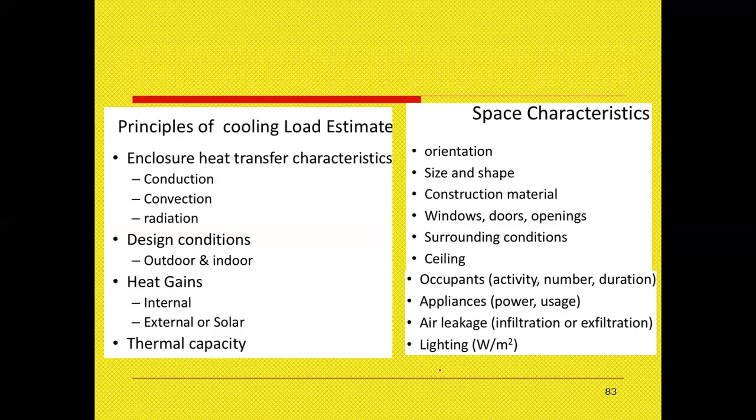Next, coming to the surrounding conditions. For the external building or external apartment, whatever it is, what are the surrounding conditions? Is there any hill area, or is it concrete buildings, or an open place, so that we can see in these surrounding conditions. Okay, the surrounding conditions, the orientation, the size and shape of the air condition, the construction material, the windows, doors, and openings.